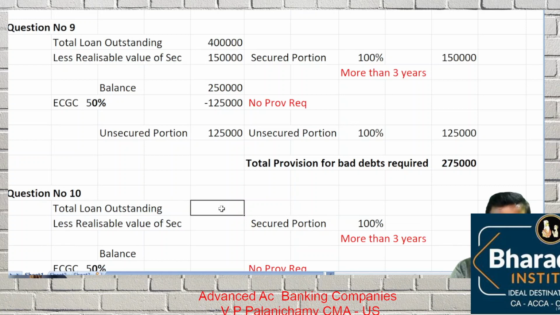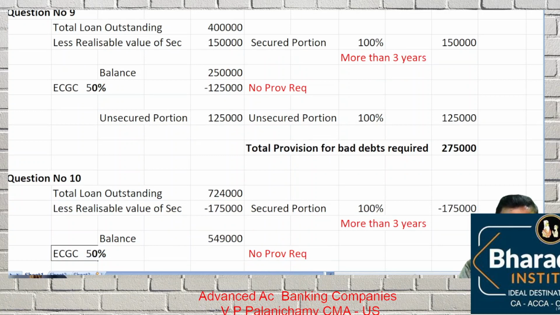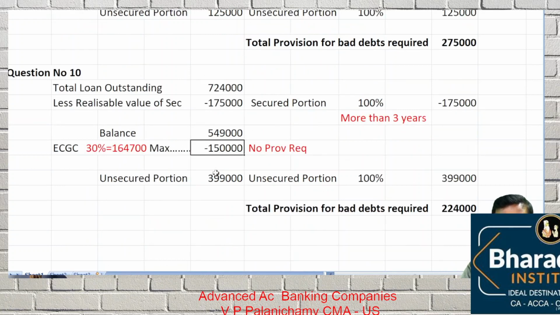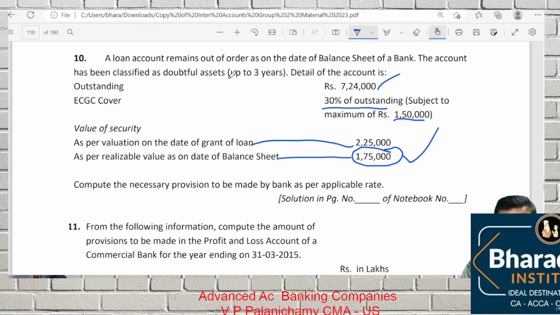So what is the total loan outstanding? 7,24,000. Realizable value of security on the date of preparing the balance sheet is 1,75,000. That is the secured portion. 5,49,000 into 30%, maximum 1,50,000. 5,49,000 into 30% will give us 1,64,700. But the maximum guarantee given, go through the provision. What is the maximum guarantee given? 1,50,000. So 30% is 1,64,700, but we are given a maximum limit of how much? 1,50,000. So we can take ECGC 1,50,000. So the remaining is unsecured portion.